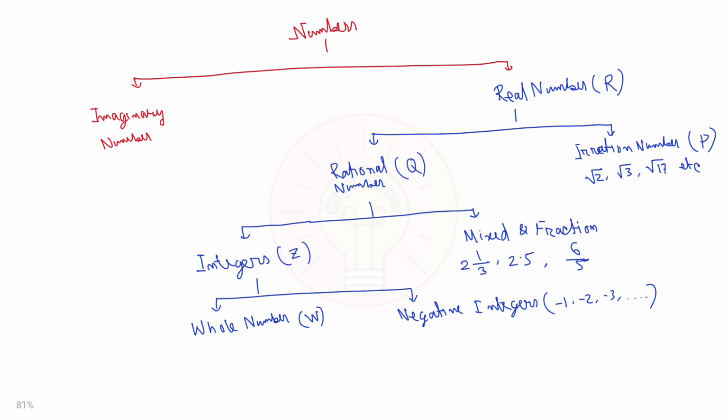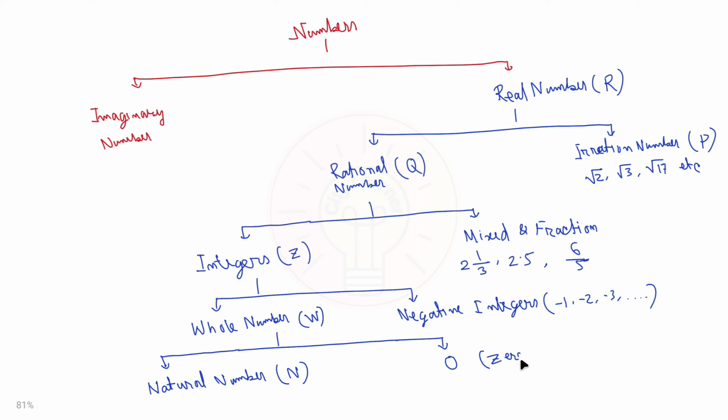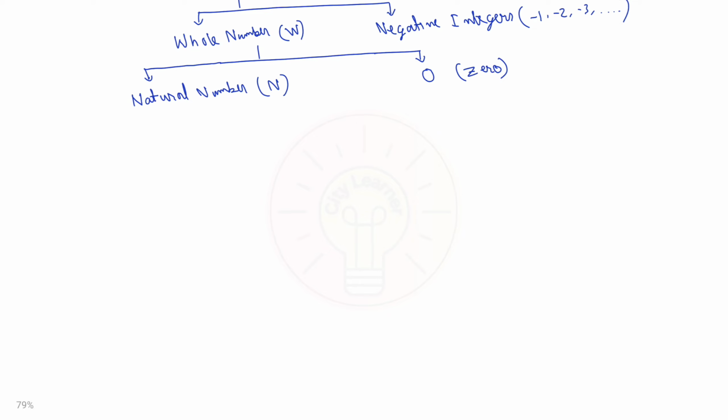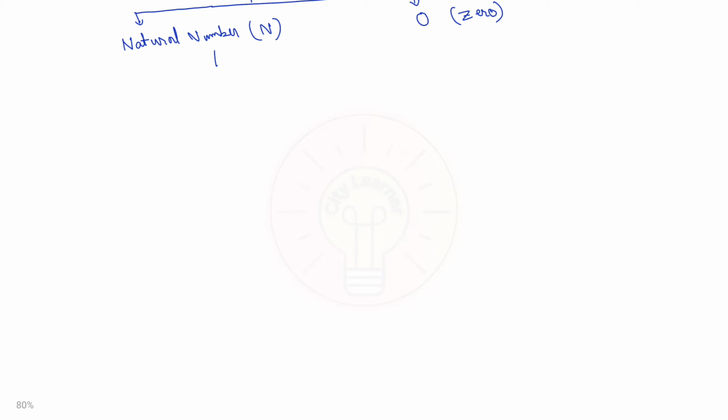These whole numbers are again divided into two. One is natural numbers, which is denoted by capital N, and 0. These natural numbers are again divided into two: even numbers and odd numbers.